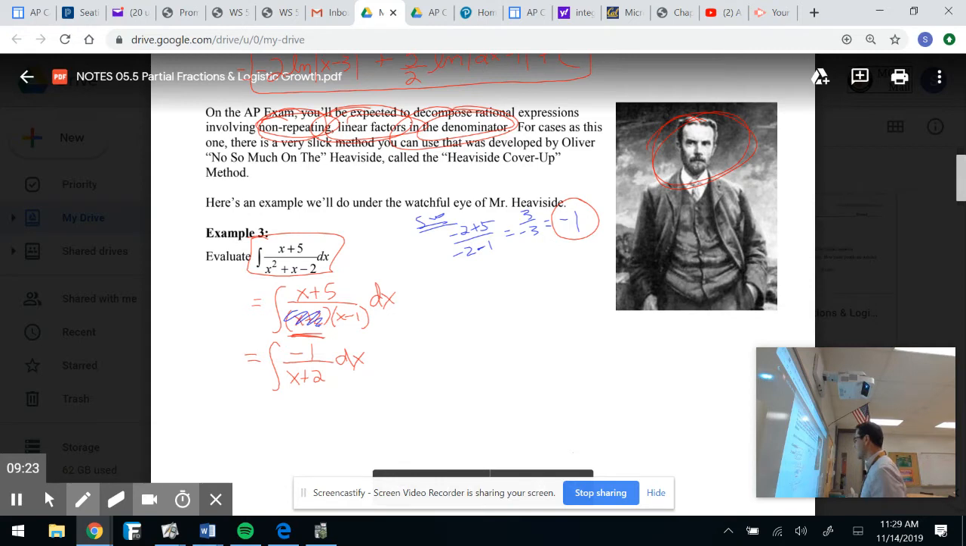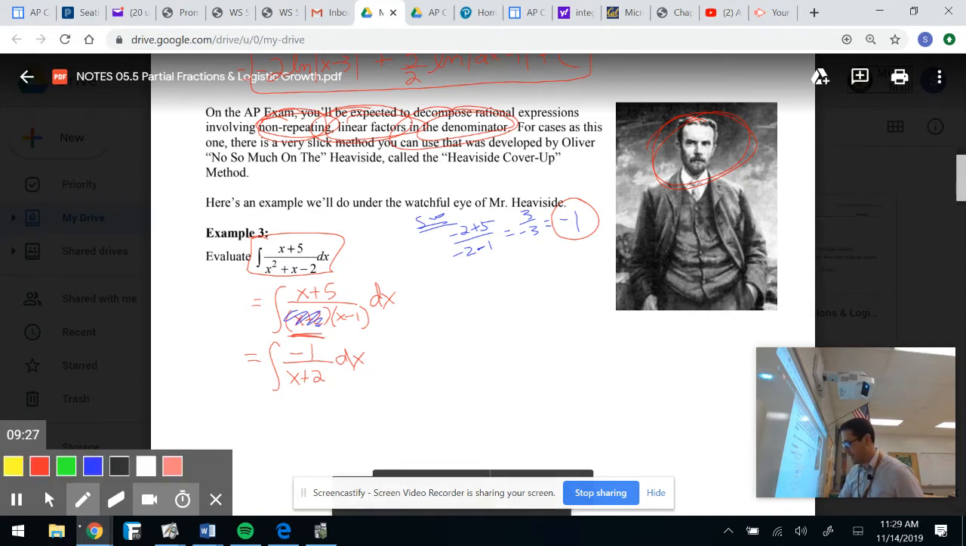Okay, but I'm not done yet because I got to cover up the other side. So I'm not going to rewrite it. This thing doesn't erase, it erases the whole thing. So we want to bring this x plus 2 back. Now I want to cover up the x minus 1. Well, what makes that 0? A 1 makes that 0.